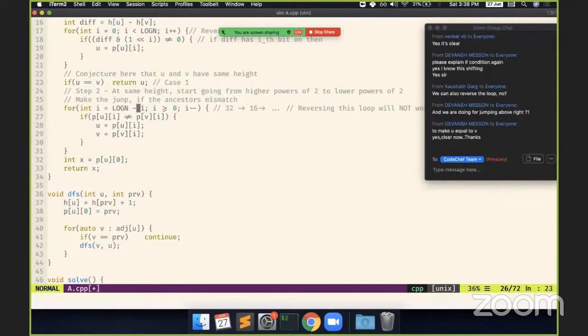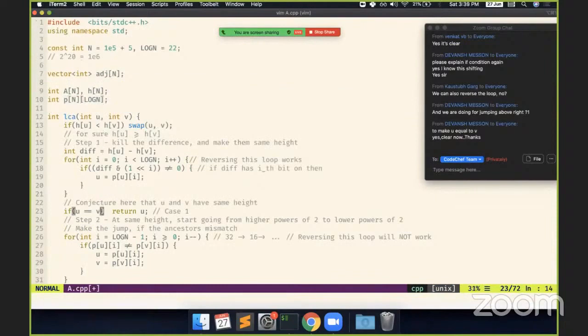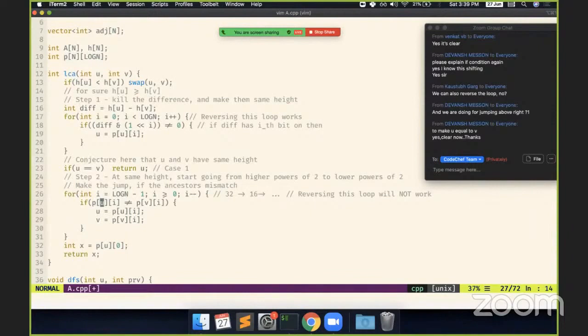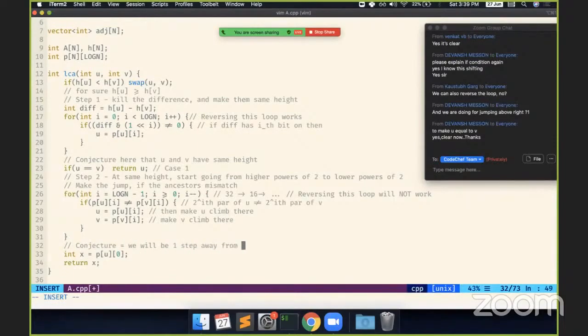I'm just taking the exponent here. Don't start with log n because that's the size of the array, it'll overflow. Log n is not accessible, log n minus 1 is accessible. And then for each one, if they mismatch, if the ith parent of U and the 2 to the power ith parent of V mismatch, then we jump. Eventually we conjecture here, what was the conjecture? That we end one step away from the LCA, right? So to get to the LCA, I calculate X, which is just one parent of U. That's it.